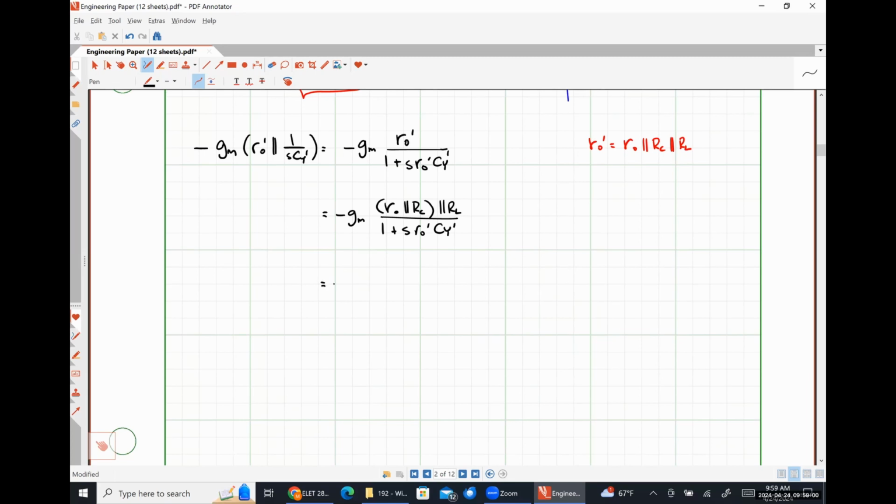So that is going to look like negative GM times R naught in parallel with RC times RL divided by 1 plus S R naught prime CY prime times R naught in parallel with RC plus RL. Are we okay with that?